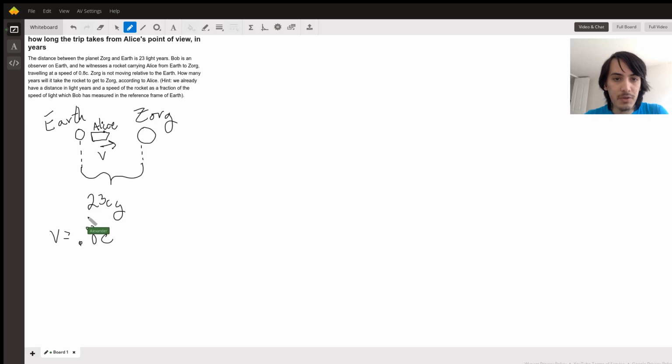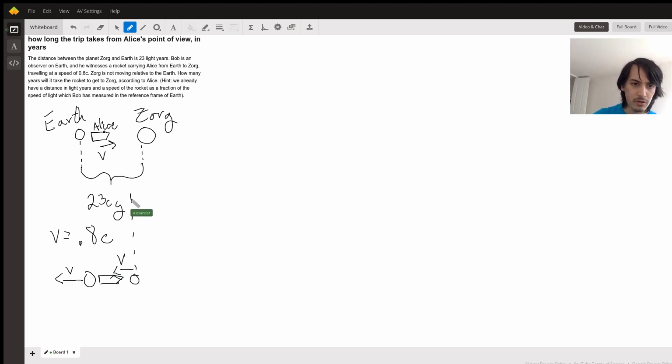Or put another way, how long does Alice experience on this journey? Probably the most conceptually simple way of solving this problem is going into Alice's own frame of reference and seeing how much time she experiences. So if we were to do that, we have the Earth here, we have our rocket with Alice on it, and the rocket is now motionless because this is Alice's own frame, and the universe is moving around her. So the Earth is moving away with speed v, and planet Zorg is moving towards her with speed v.